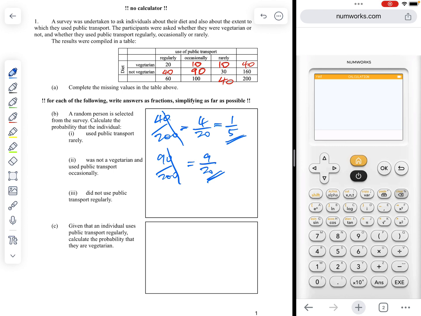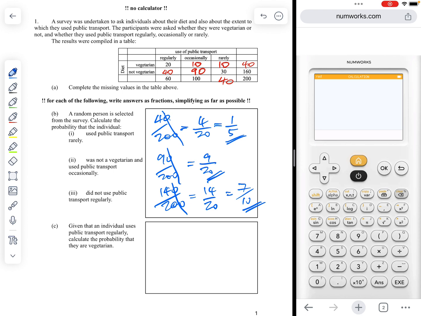B3. Did not use public transport regularly, out of 200 again. Not regularly leaves this and this, all of those people, just not the 60. So 140 over 200, divide by 10, top and bottom, we get 14 over 20. All we can do is halve the top and the bottom, 7 out of 10.